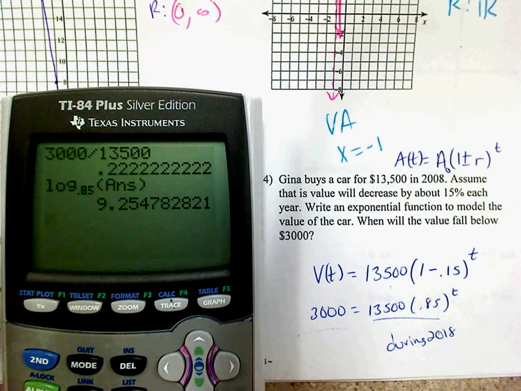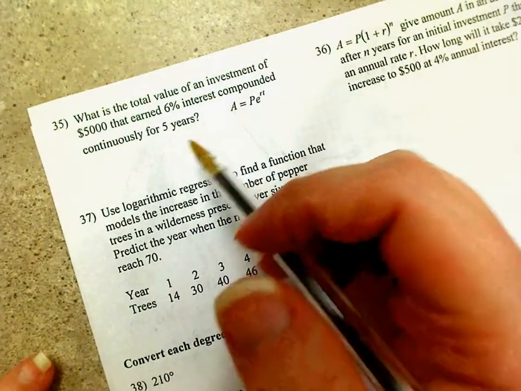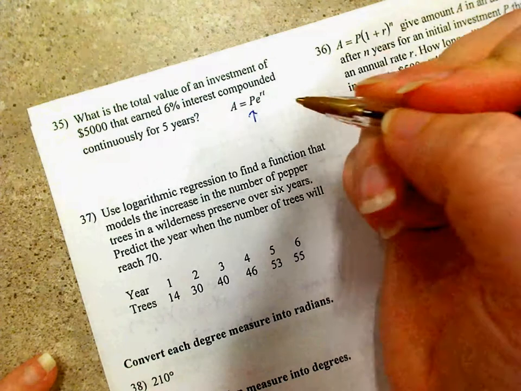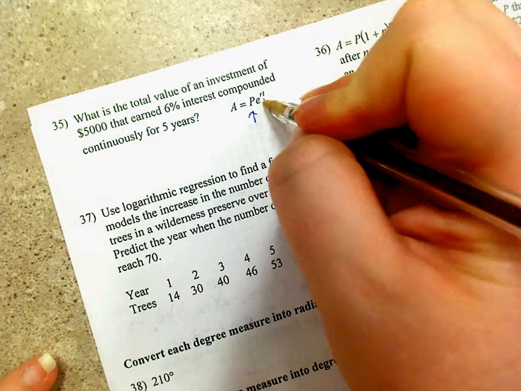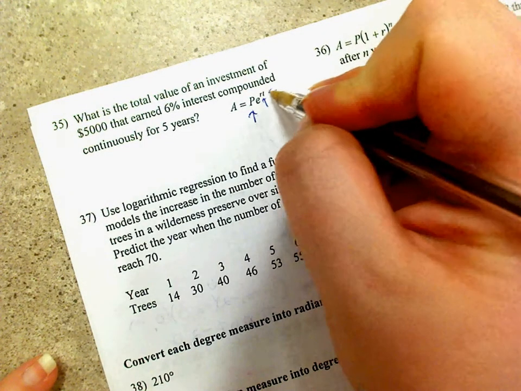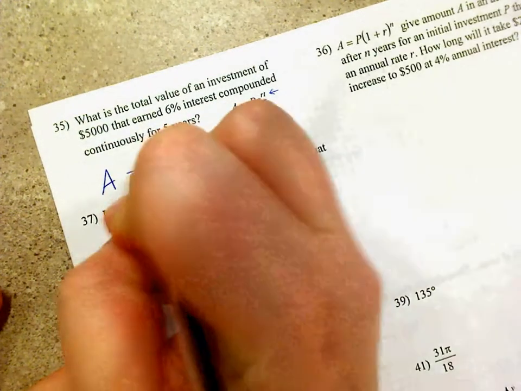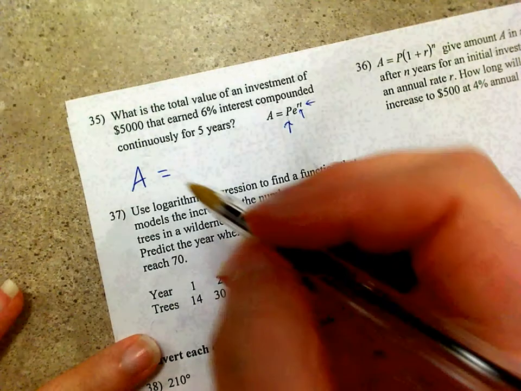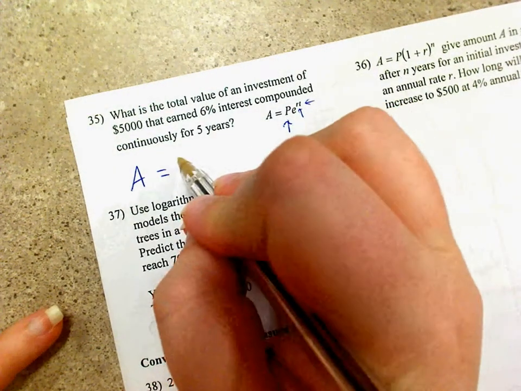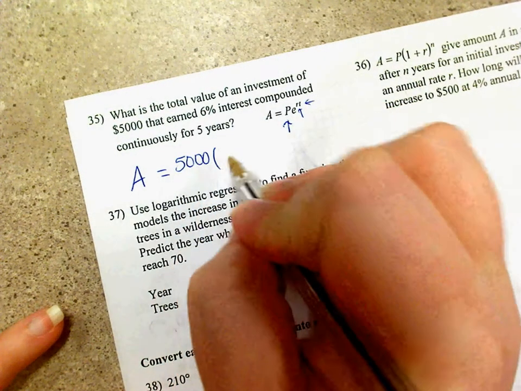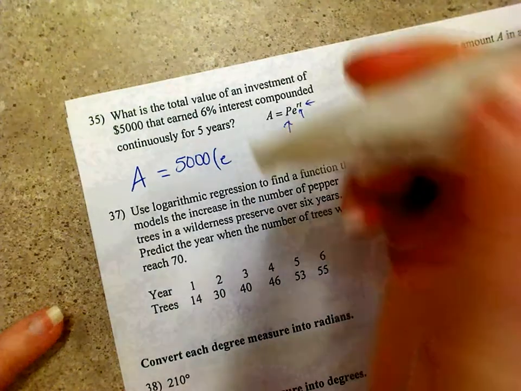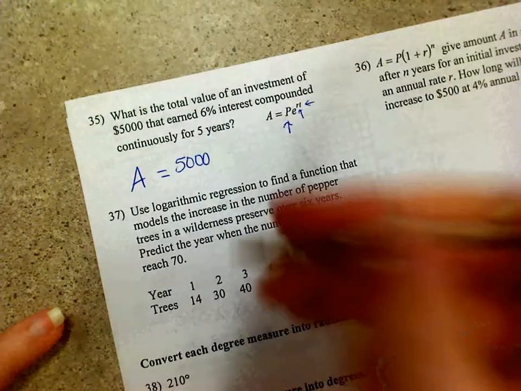What is the total value of an investment of $5,000, the initial or the principal, at 6% interest, that's r, compounded continuously for 5 years, that's time. So I've got $5,000 times e to the rate 0.06 times time 5. So I just type that in.